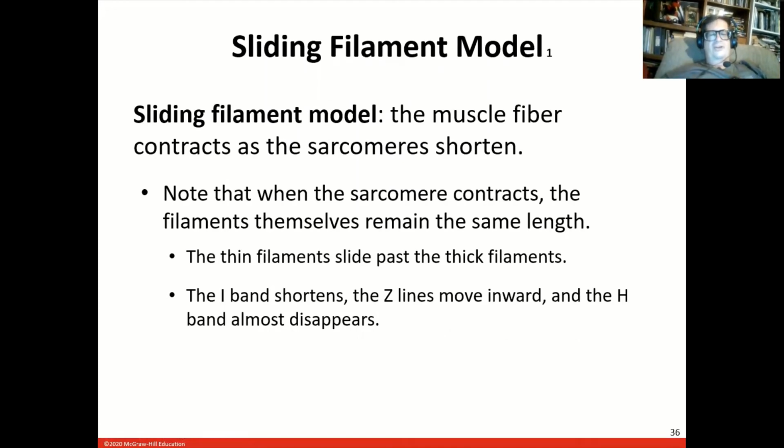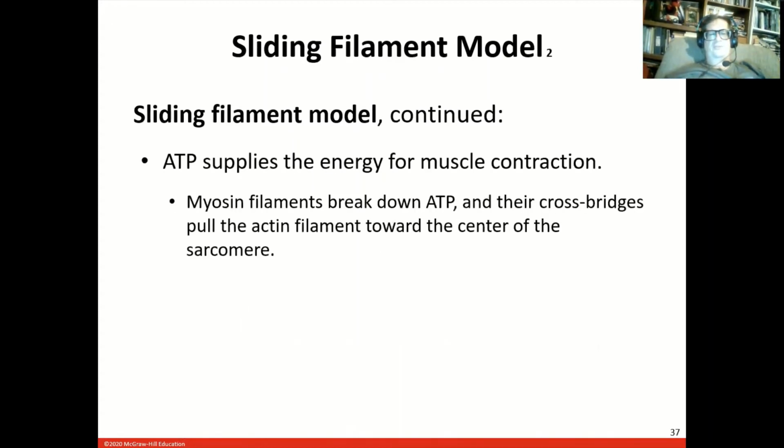All right, so the thin filaments are going to slide past the thick filaments, keep the thick filaments in place. The I band will get shorter as the Z lines are coming in. And the H band in the middle, where you had just myosin, no actin, that disappears as the actins come to the middle, as the thin filaments come to the middle.